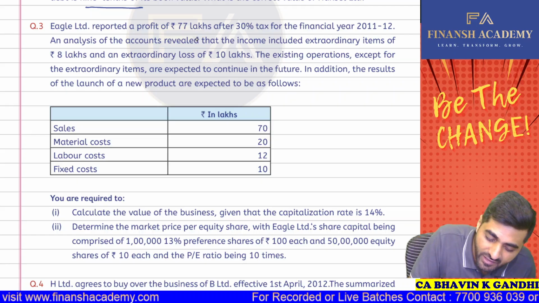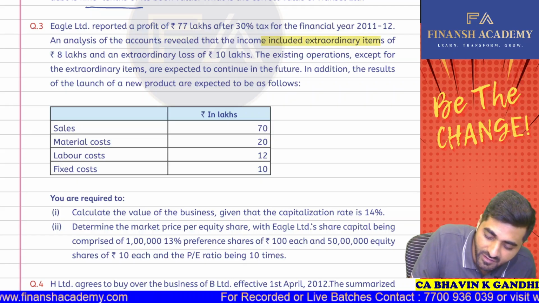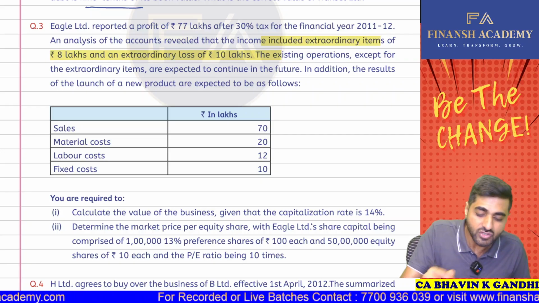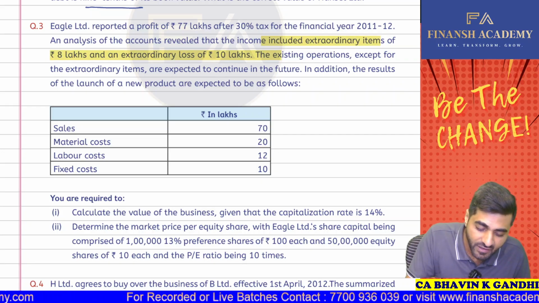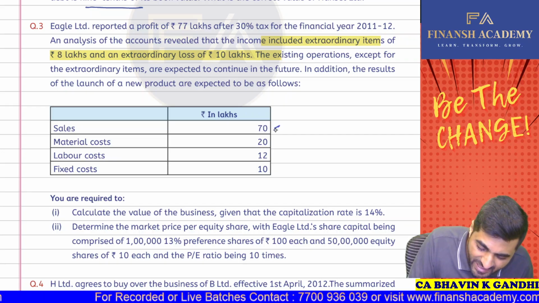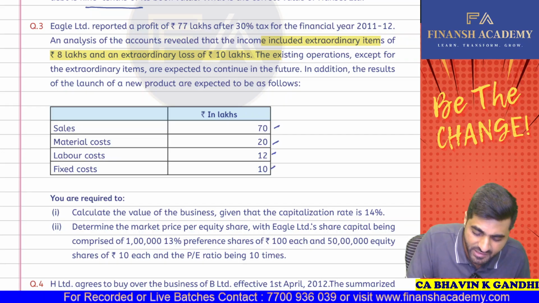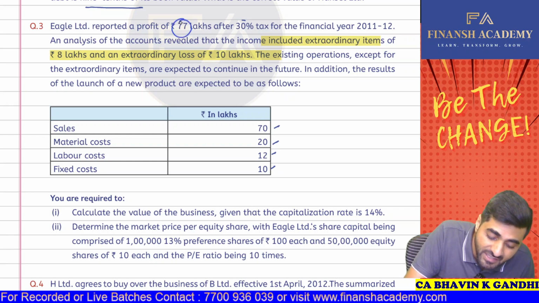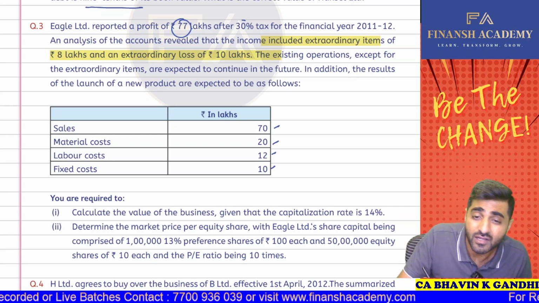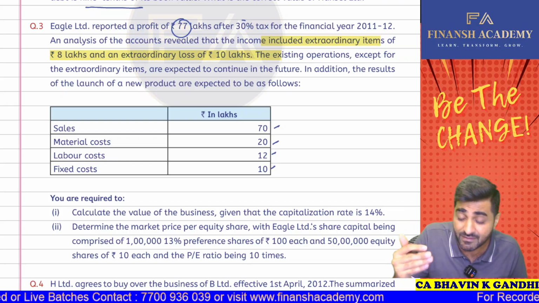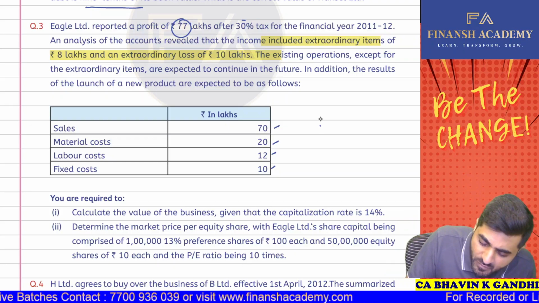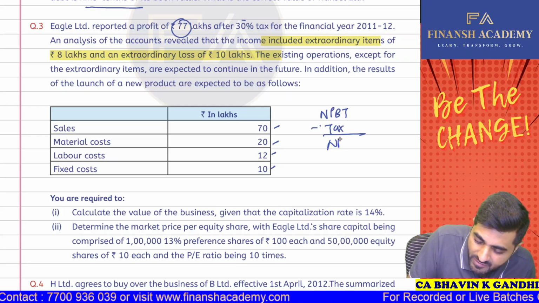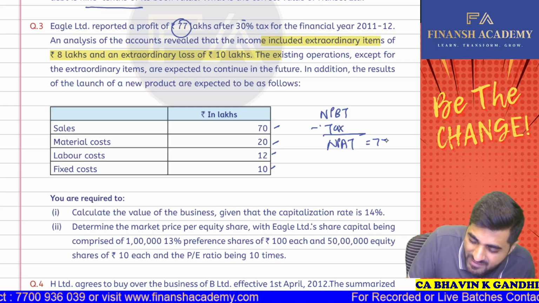As you can check, there is an extraordinary income of 8 lakhs and an extraordinary loss of 10 lakhs. We already have sales, material cost, labor, and fixed cost. We'll prepare the income statement. After tax, this is 77 lakhs, which is actually your NPAT. So your NPBT minus tax will give you your NPAT. Eagle's current NPAT is 77 lakhs.